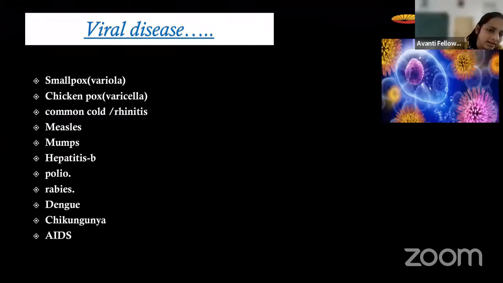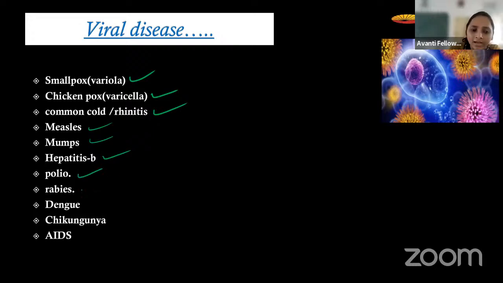Fine. So see here, smallpox is a viral disease, and chickenpox, common cold, measles, mumps, hepatitis B that is related to the liver, and polio, you all know polio, and rabies. Now only we studied dengue fever, which is transmitted through a vector, right? And coming to chikungunya and AIDS, these are all viral diseases.